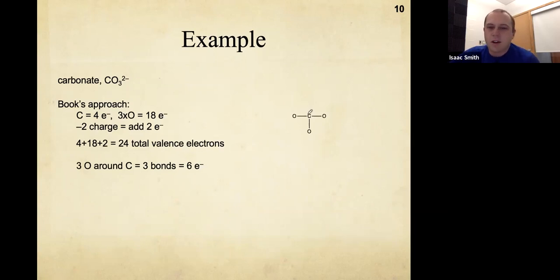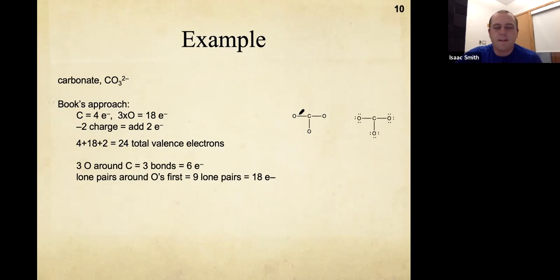So you draw out your carbon, you draw out your 3 oxygens, and draw single bonds to everything, okay? So the 3 bonds that you have so far is a total of 6 electrons out of 24. So there's 18 more that you need to draw. So at this point, you start drawing lone pairs around the oxygens first, right? That's the easier way to do it. And 9 lone pairs gives you 18 electrons, okay?